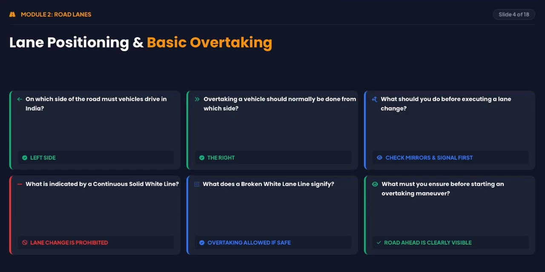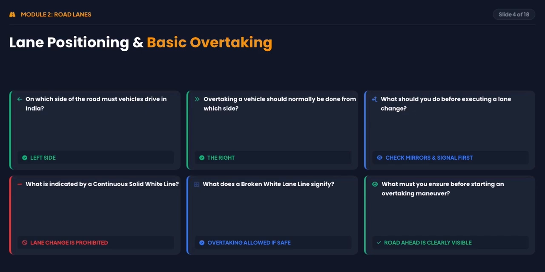On which side of the road must vehicles drive in India? Left side. Overtaking a vehicle should normally be done from which side? Right side. What should you do before executing a lane change? You must check mirrors and signal first. What is indicated by a continuous solid white line? It indicates that lane change is prohibited.